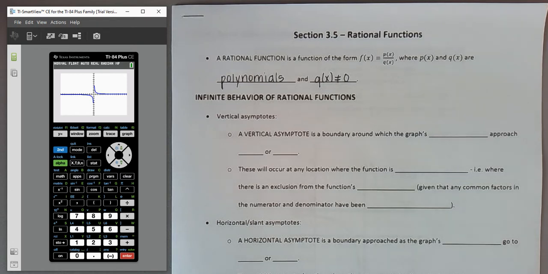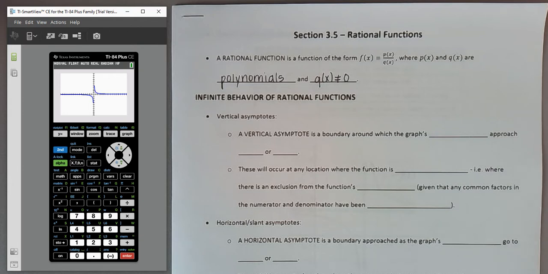It's technically a boundary that's kind of imaginary. It's not really part of the graph in the sense that it's like a point on the graph. It's this imaginary boundary on the coordinate plane that's breaking our graph into these two pieces. This is what we call a vertical asymptote.